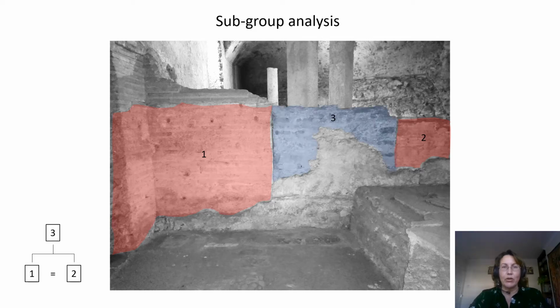The opening between the two walls is walled up at some point. This means that the third subgroup can be detected that corresponds to a unique building action on the site, number 3.